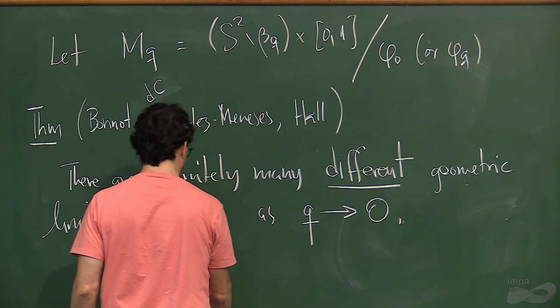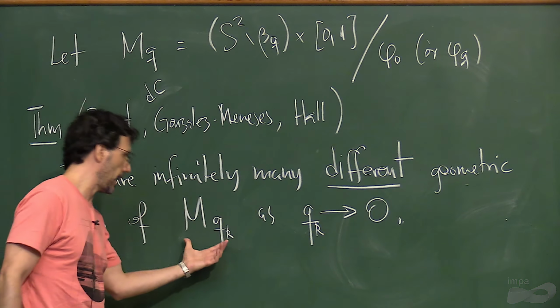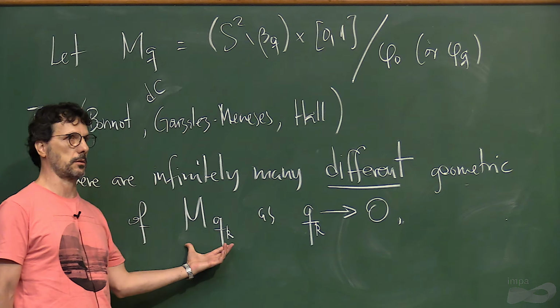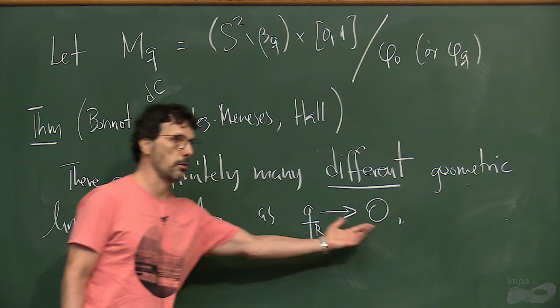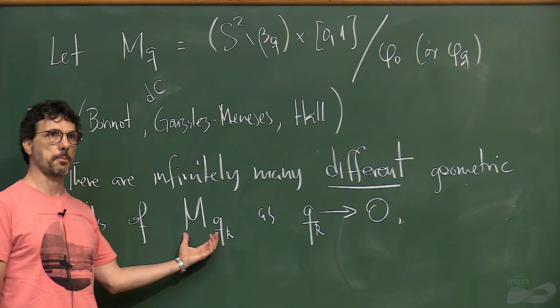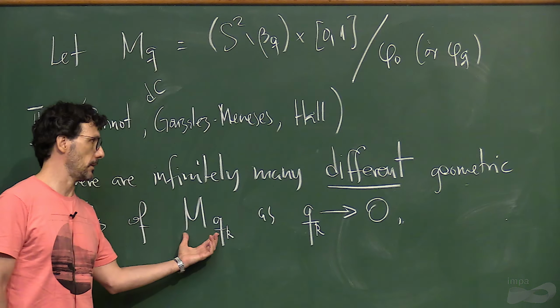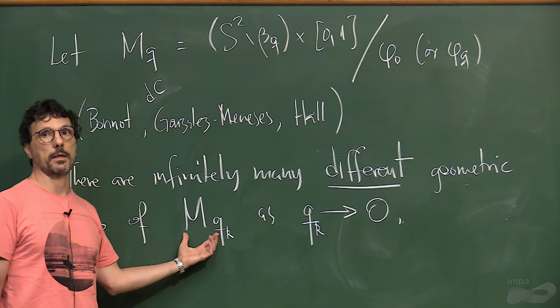So let me say q_k. There are infinitely many different subsequences of rationals going to 0, so that the associated hyperbolic 3-manifolds converge in the geometric sense, and they converge to different limits. Okay?